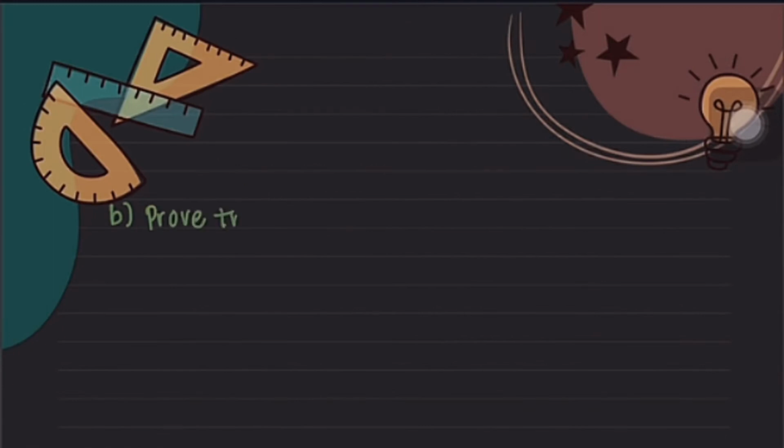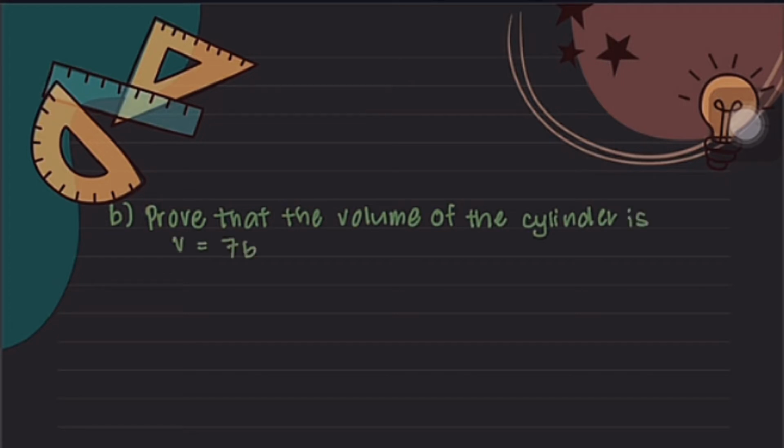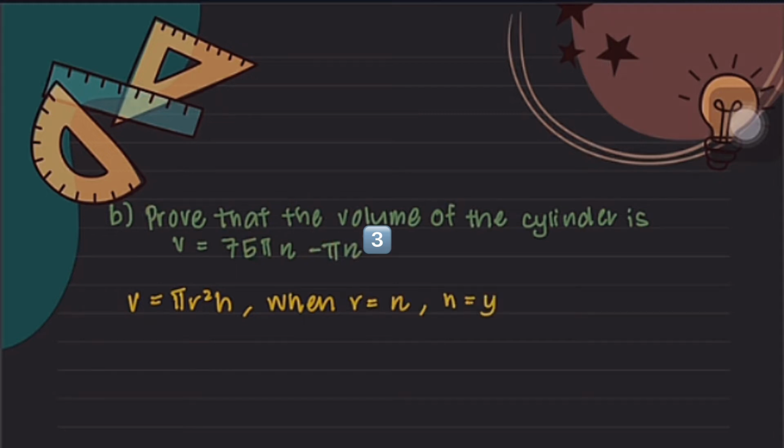Next, for question B, it says to prove that the volume of the cylinder is V equals 75 pi x minus pi x cubed. The first thing that we need to do in this question is to write the formula for the volume of a cylinder, which is V equals pi r squared h. Just like the previous question, we need to change r and h to x and y, so we will get V equals pi x squared y. As in the previous question, we can use y equals 75 minus x squared divided by x in this equation.